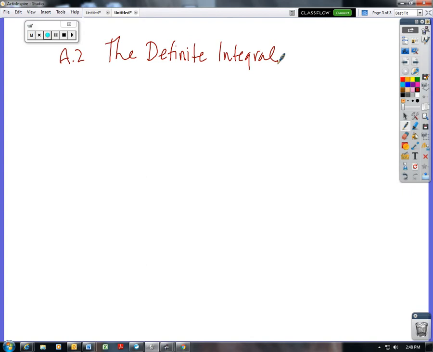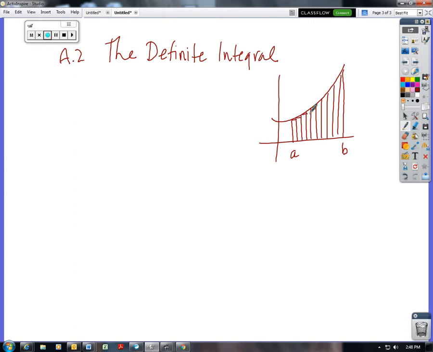Okay, so let's draw the picture again. Let's draw the same curve, A to B, like I was saying. That's how we want to label those. And let's say we've got a whole bunch of rectangles in here that we're using. Think of these as little rectangles that we're using to approximate the area under the curve. And the curve is going to be f of x.